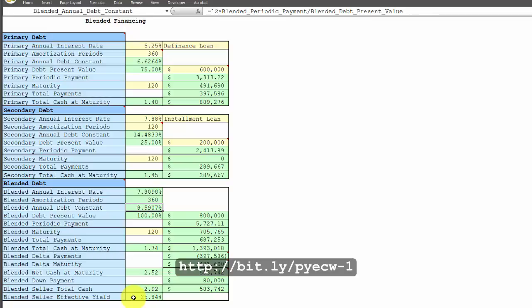And since this is a commercial investment, not a residential, at least in my state of Colorado, this would be an okay financing structure. It would not violate usury laws. For residential property, the effective yield on junior financing cannot exceed 21%.